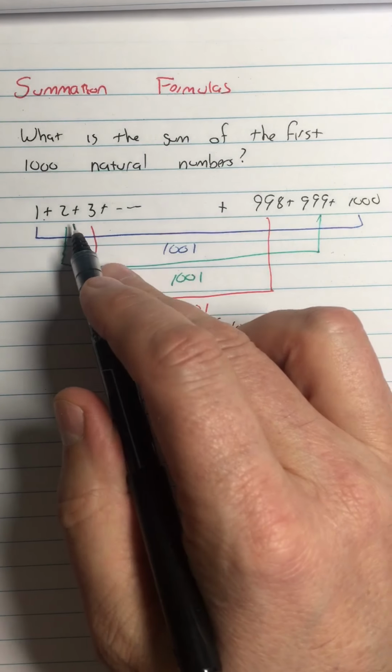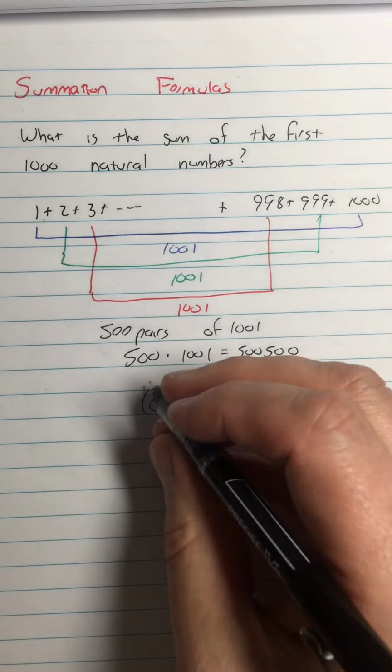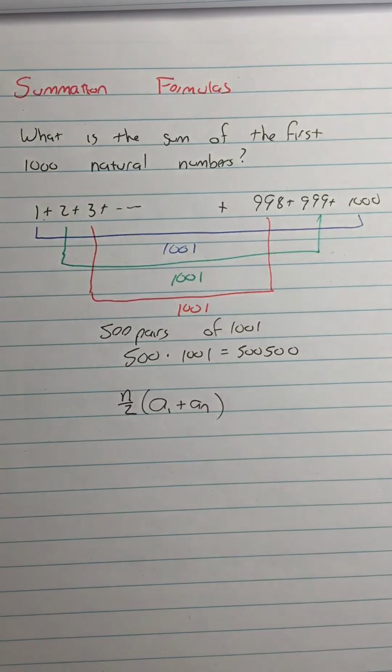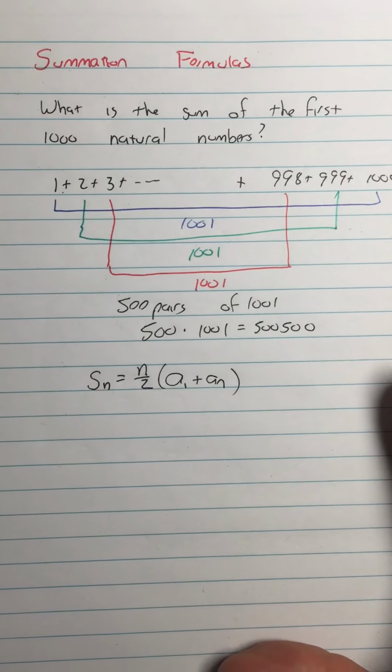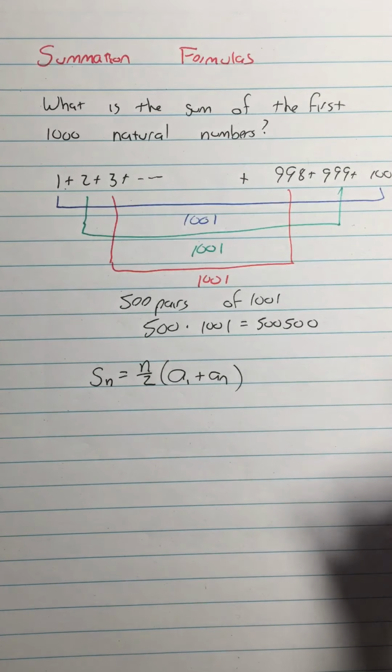Well, how many pairs are there? If I'm adding up n numbers, then it's going to be n over 2. Half of those. All right. So this is one formula for the sum of an arithmetic sequence. So this is for an arithmetic sequence only.